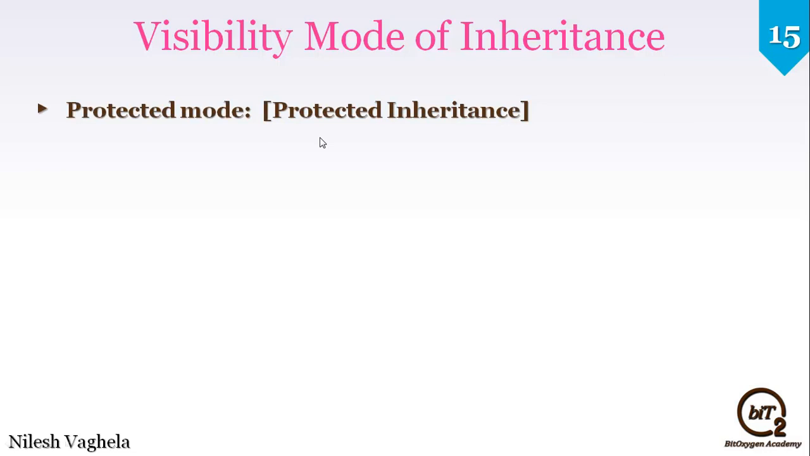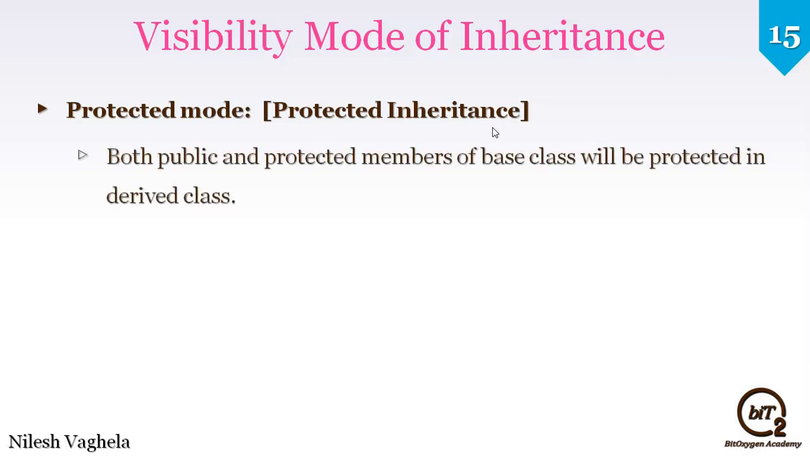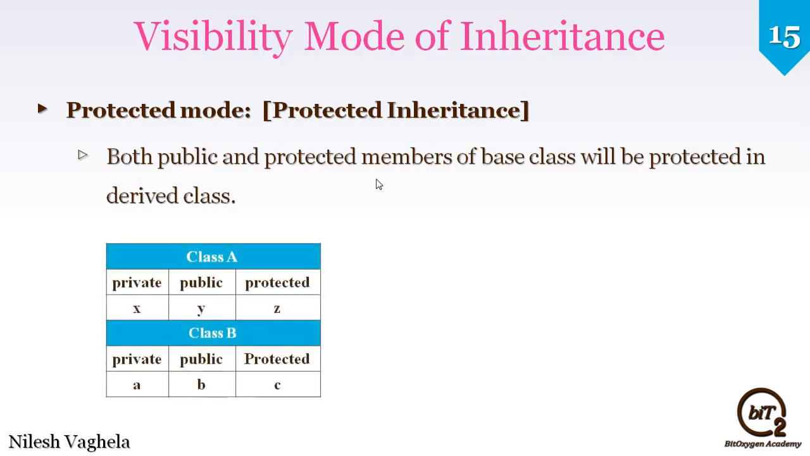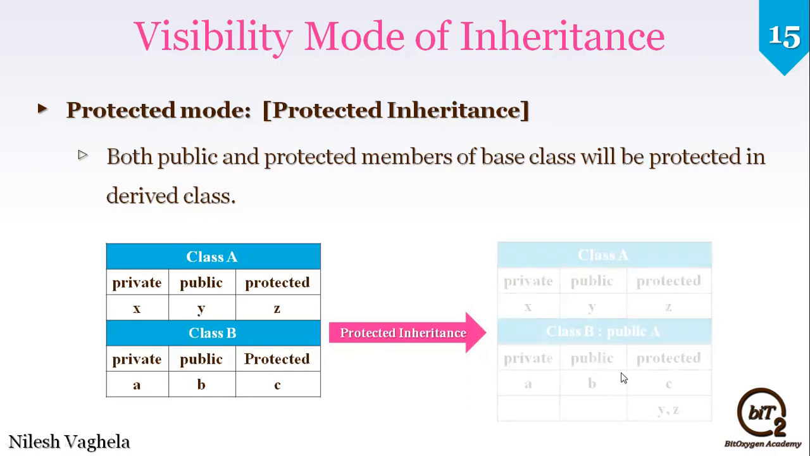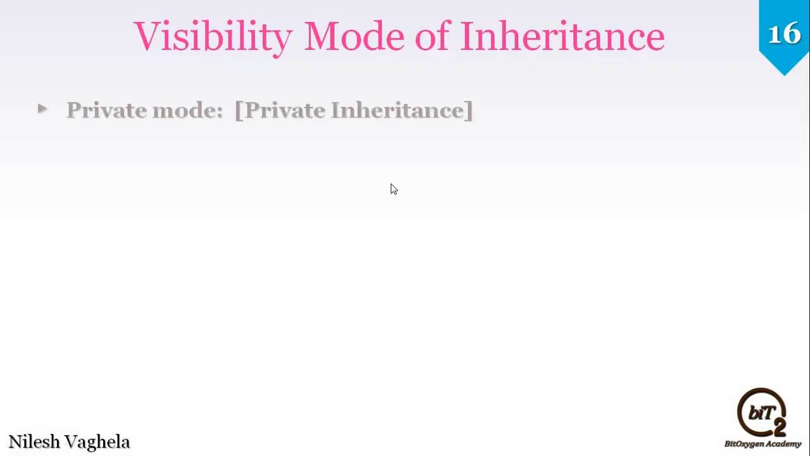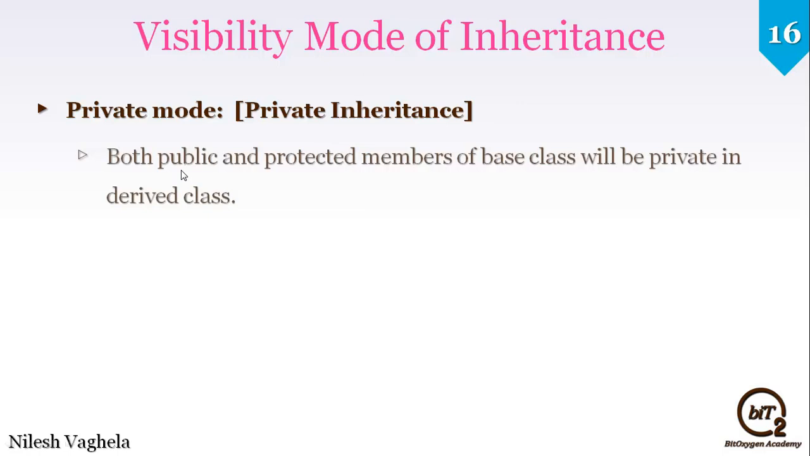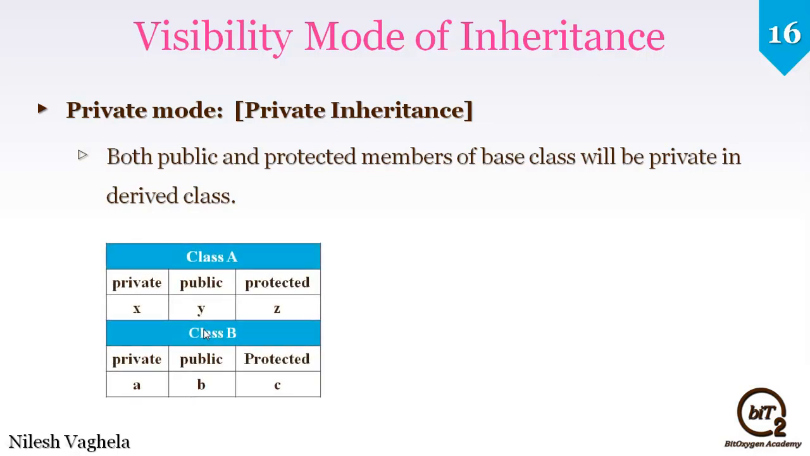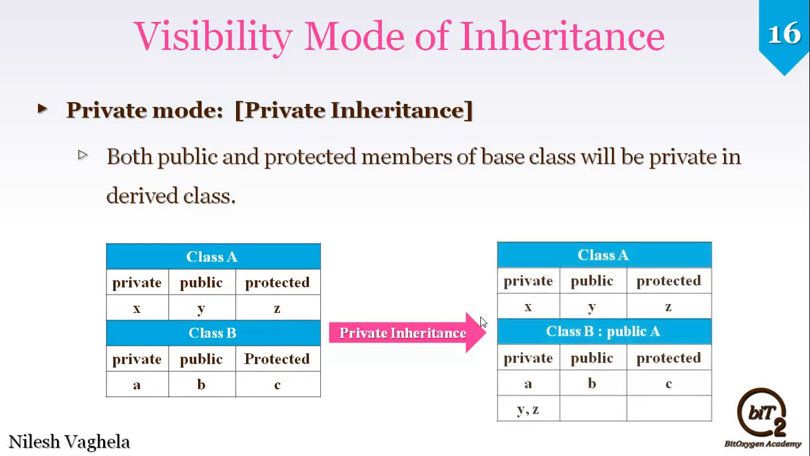Now the next visibility mode is protected inheritance. Public and protected members of the base class will go into the protected section of the derived class. So again, in this example, the public and protected members of the base class will be placed into the protected section of my derived class. And the last one is private inheritance, where both public and protected members of the base class will be private in my derived class. So Y and Z of the base class will be private in my derived class. But X is never going to be inherited anyway.